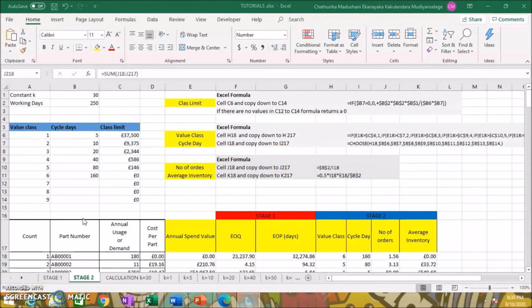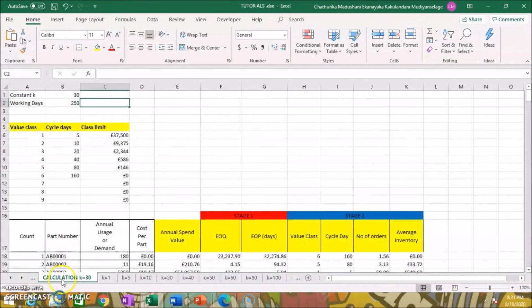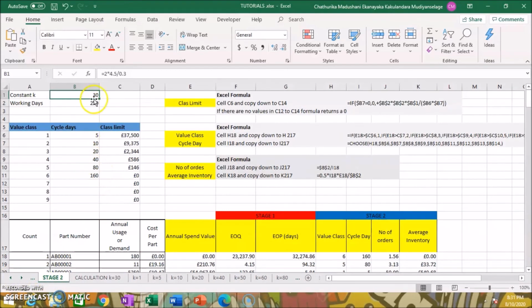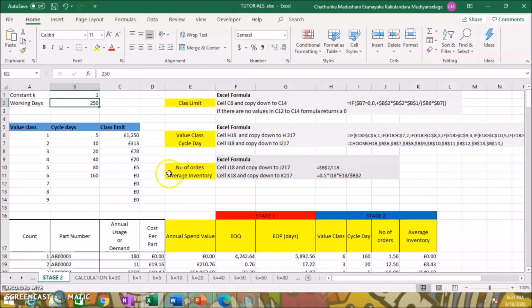The next stage is we will vary the constant k from 1 to 100. Here I will take 1, 5, 10, 20, 40, 50, 60, 80, and 100, and I do the same calculation for each k value I put here. For example, it's 1, and you can see here the class limit is changed.